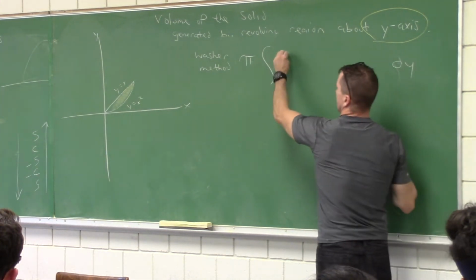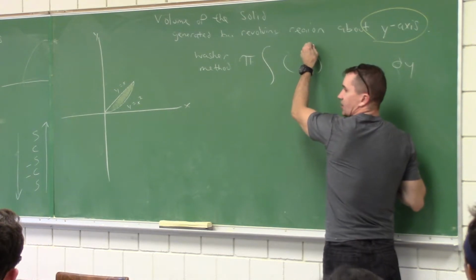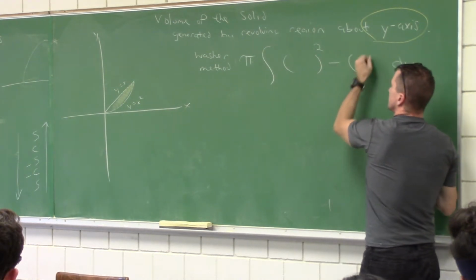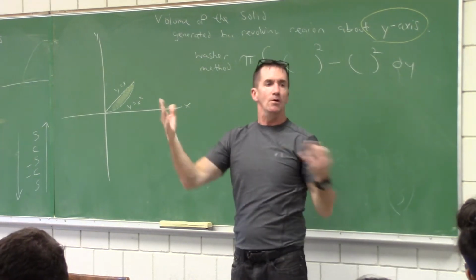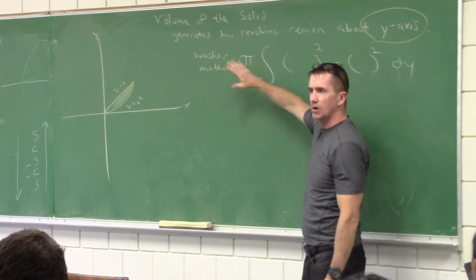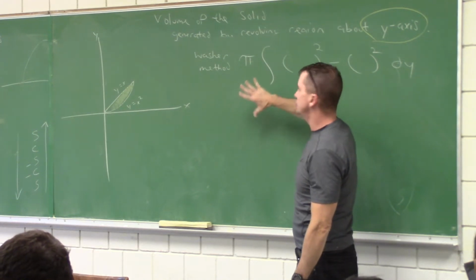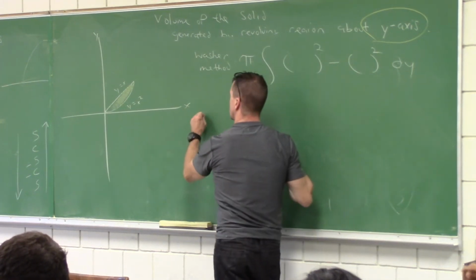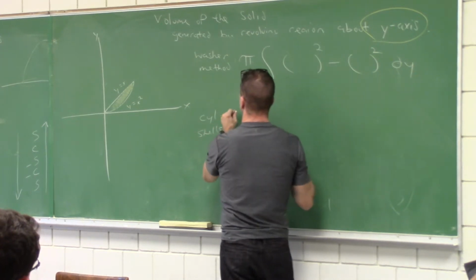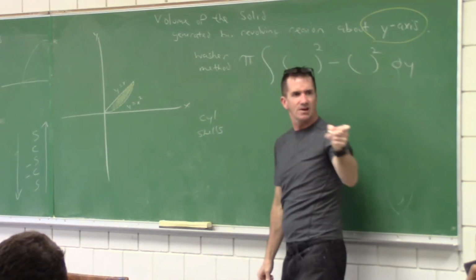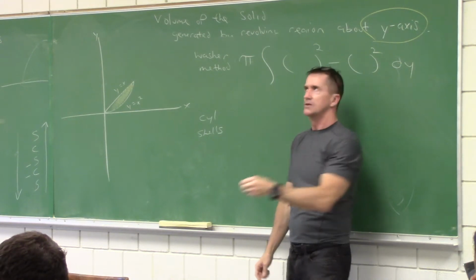And then, what's the setup? What goes here? Pi r squared minus pi r squared, right? And then we will finish filling all this stuff in. Don't worry, we will. I just want you to compare this to cylindrical shells. Okay, cylindrical shells, what do we factor out in front instead of just a pi? 2 pi.